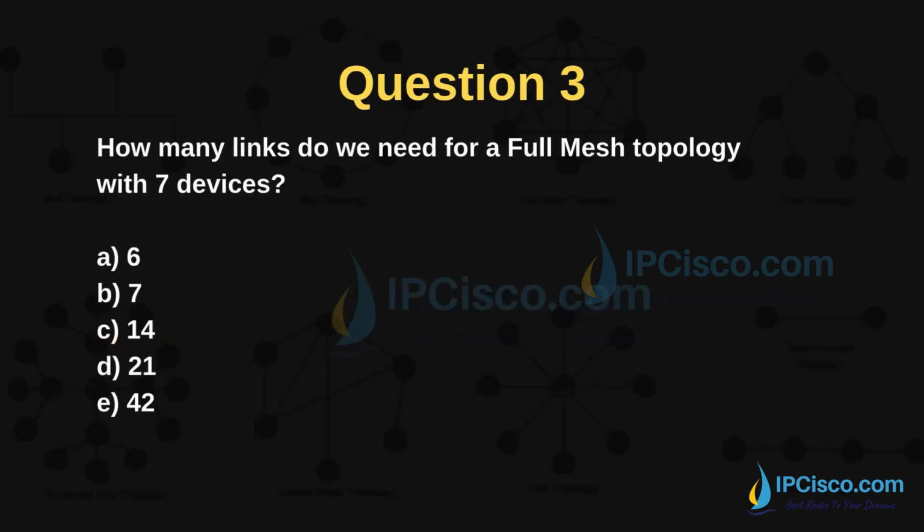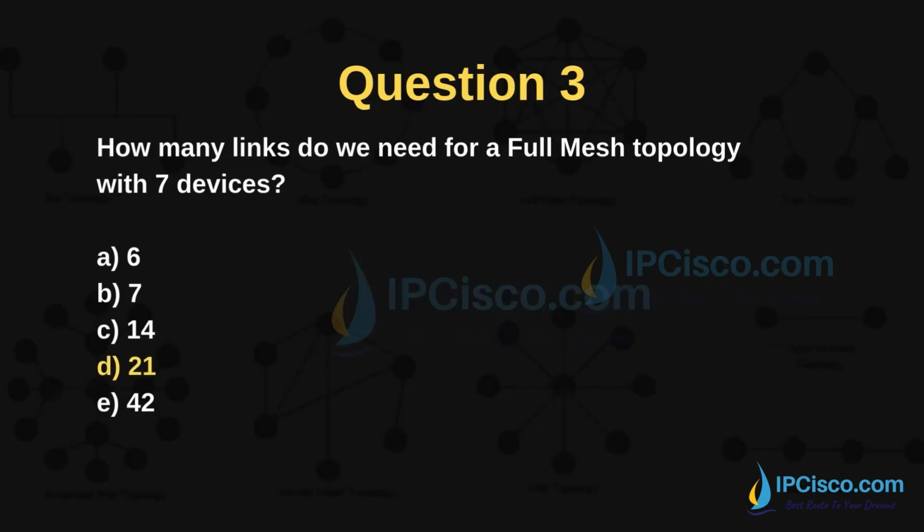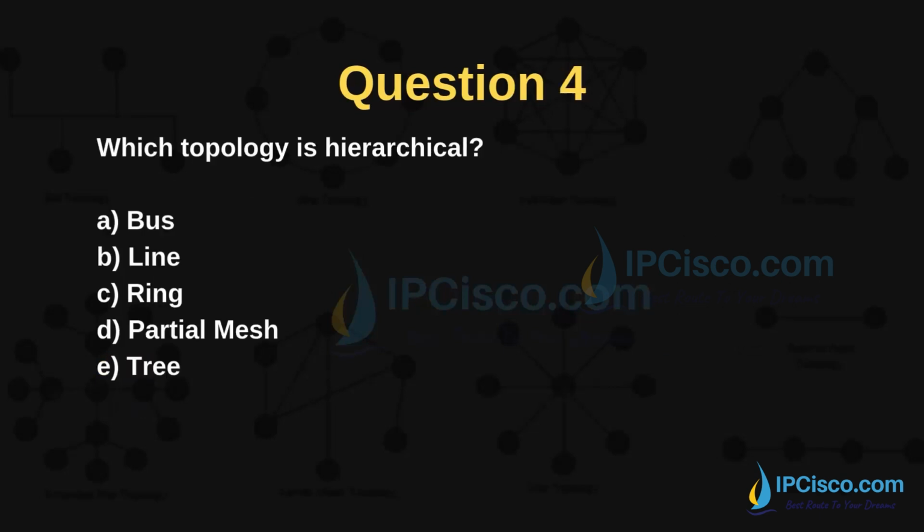Question 3. How many links do we need for a full mesh topology with 7 devices? 6, 7, 14, 21, or 42? The correct answer is 21. The formula: 7 times (7 minus 1) divided by 2 equals 21.